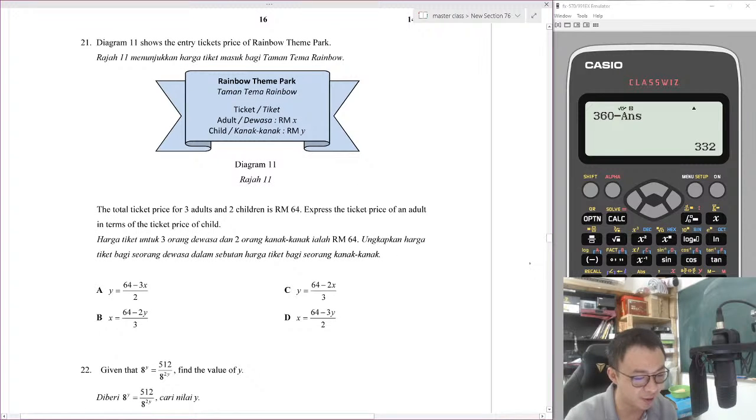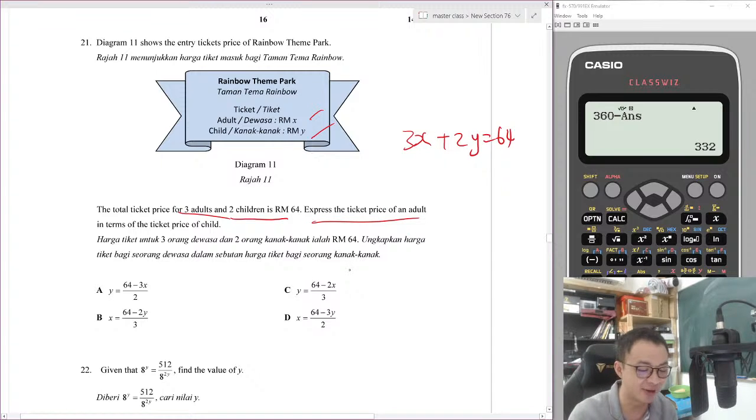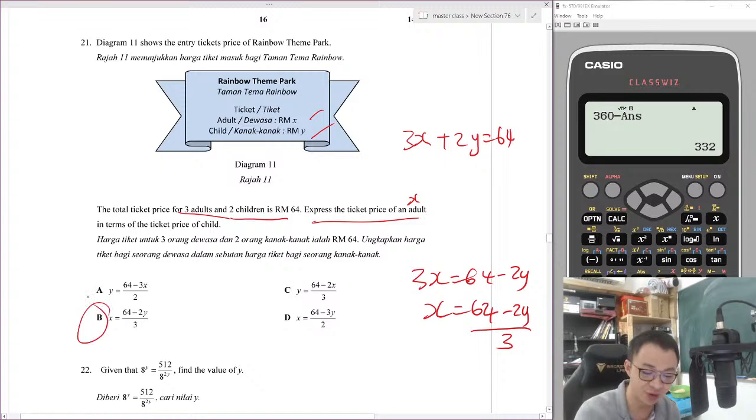Alright, so you go to some theme park, and this is the price for adult and children. Adult is X, children is Y. 3 adult tickets, 3X, and 2 children tickets, 2Y, equal 64. Express the ticket price of adult in terms of Y, so they want X as the subject. So 3X equals 64 minus 2Y. X equals 64 minus 2Y over 3.